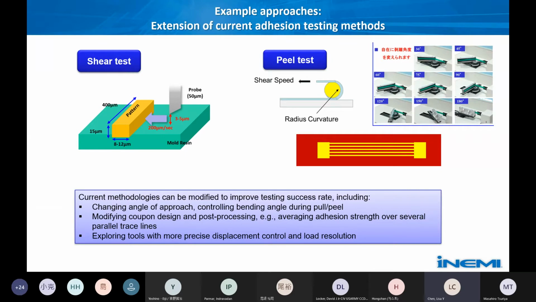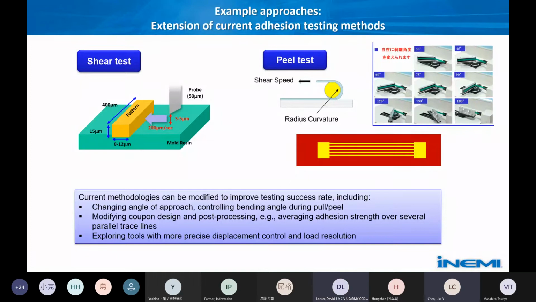This may include changing the angle of approach. For example, instead of doing 90-degree peel, we might choose a different angle. Trying to control the bending angle during the peel or push or whatever sort of mechanical stress you place in order to make sure we measure adhesion and not other types of fail modes.